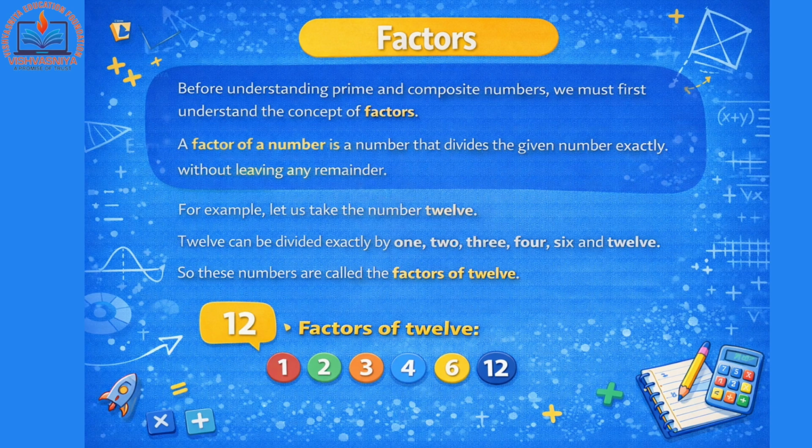Factors. Before understanding prime and composite numbers, we must first understand the concept of factors. A factor of a number is a number that divides the given number exactly without leaving any remainder. For example, let us take the number 12. 12 can be divided exactly by 1, 2, 3, 4, 6, and 12. So these numbers are called the factors of 12.